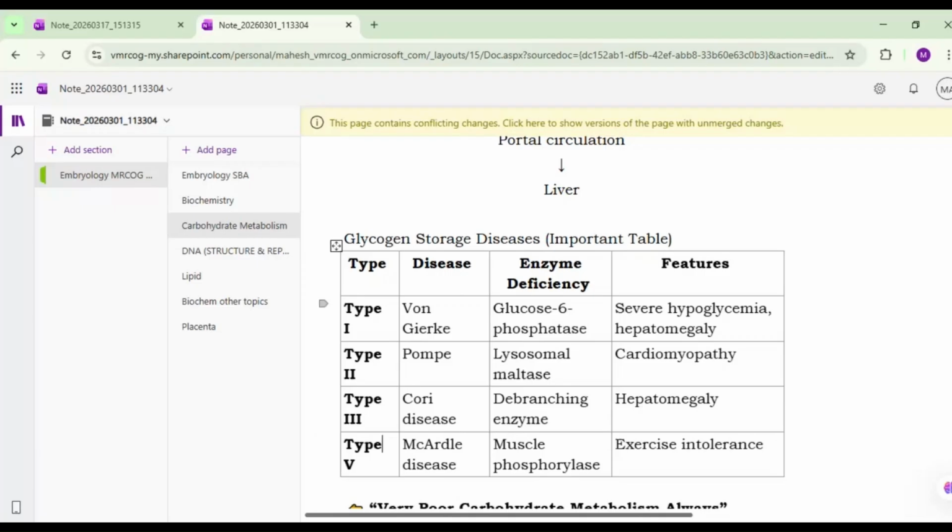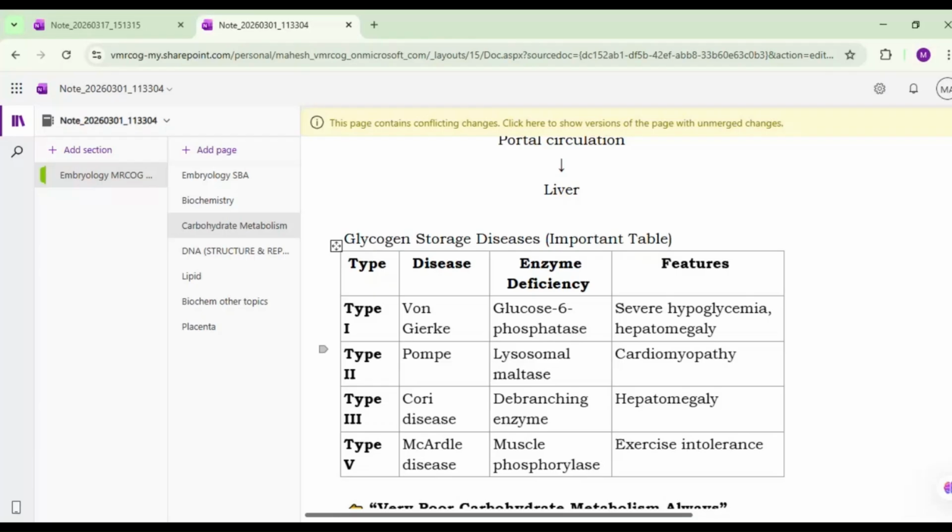Type 1 is von Gierke's disease. Glucose 6-phosphatase is the enzyme which is deficient, and it causes severe hypoglycemia and hepatomegaly. Type 2 is Pompe's disease, a deficiency of lysosomal maltase that leads to cardiomyopathy. So remember Pompe's disease is type 2. There is a pump problem, pump is the heart, that is why cardiomyopathy. Then type 3 is Cori's disease, the debranching enzyme deficiency, and that causes hepatomegaly.